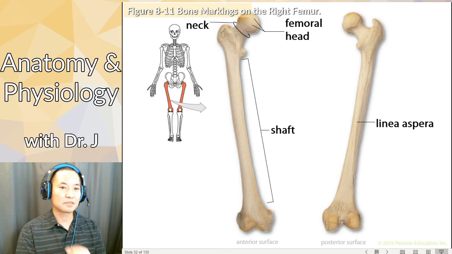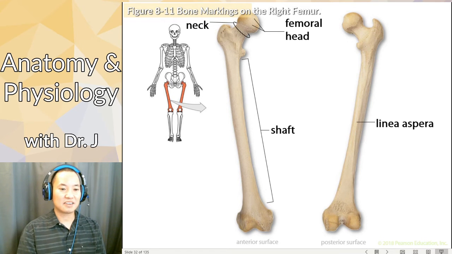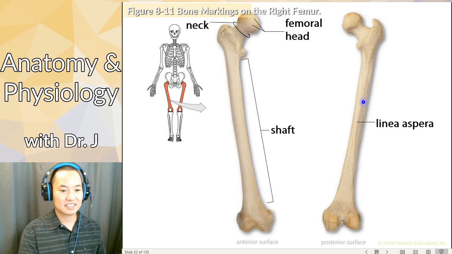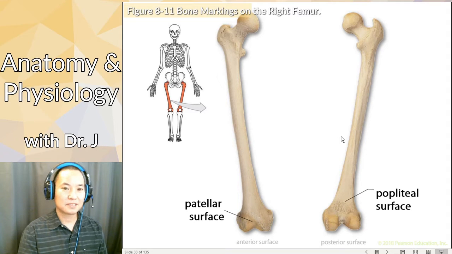Well, remember when there's some sort of projection, bump, or something that pokes out, something attaches to it typically, or it fits somewhere. In this case, it's attaching many of these muscles that are in your upper leg. They actually attach to this linea aspera. And then you have the patella surface and the popliteal surface.